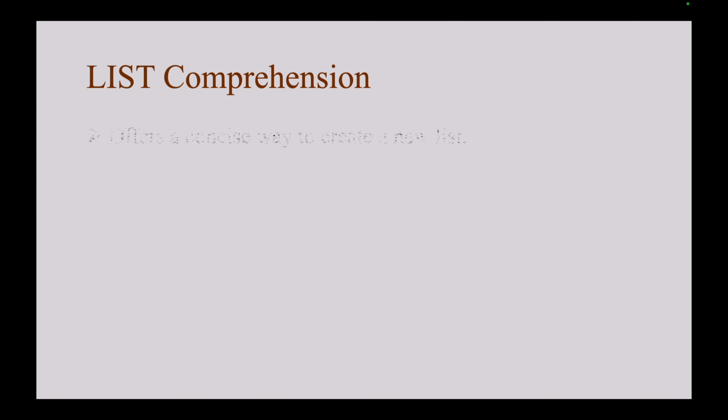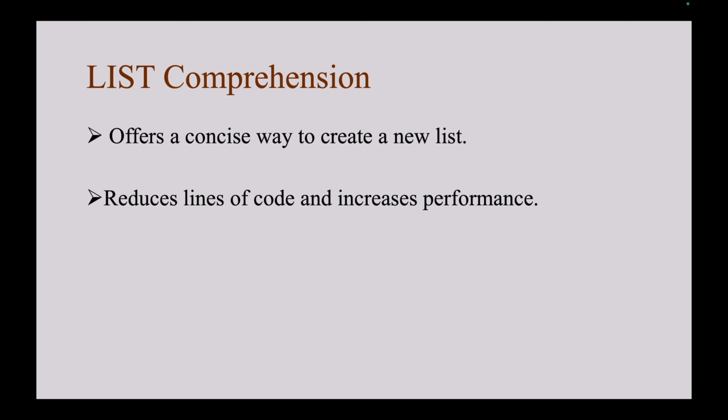List comprehensions offer a concise way to create a list in Python. That means it allows us to generate new lists based on the values of our existing list. We need list comprehension because it reduces the number of lines of code and makes code easier to understand. And it is often faster than a for loop. Now let's see an example.